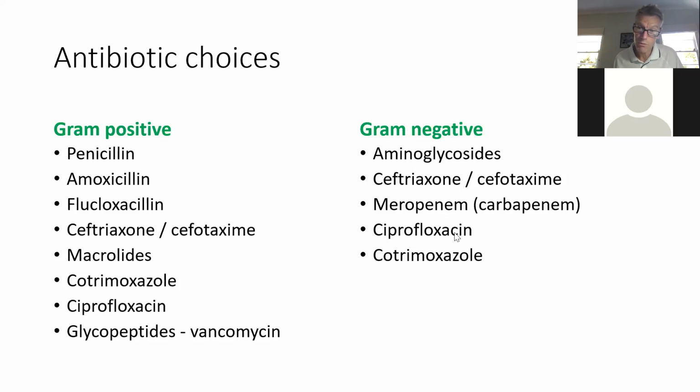And then, as I said, ciprofloxacin is an antibiotic that has a specific indication, a very important indication for an infection I'll talk about a bit later. And then cotrimoxazole, which treats both gram-positive and gram-negative infections. But again, that has a very specific indication for a couple of infections like pneumocystis pneumonia, and other infections.